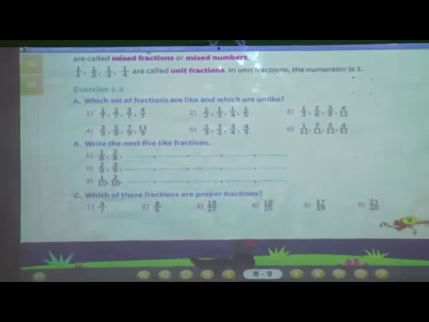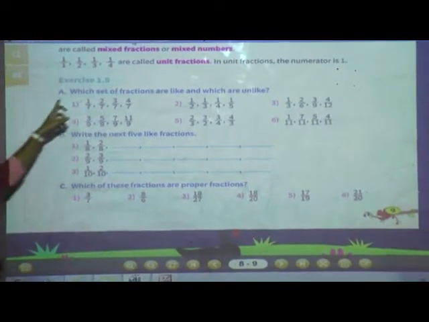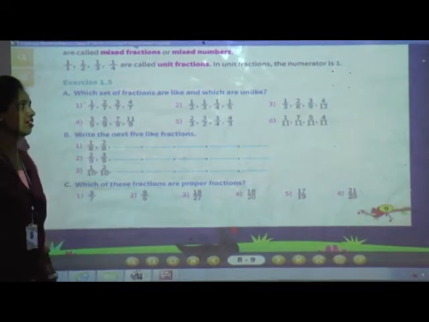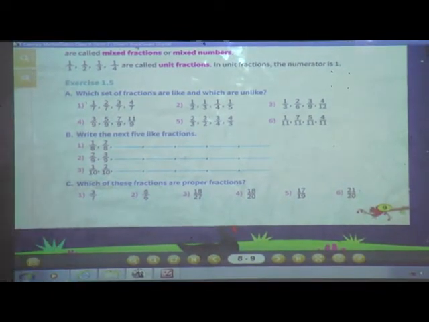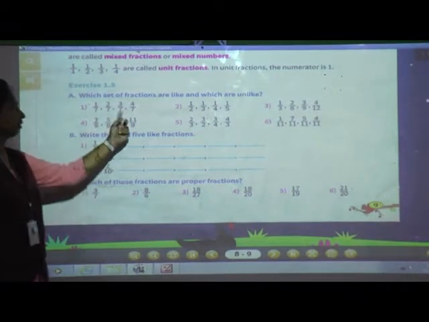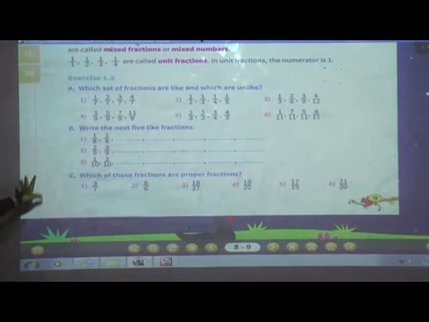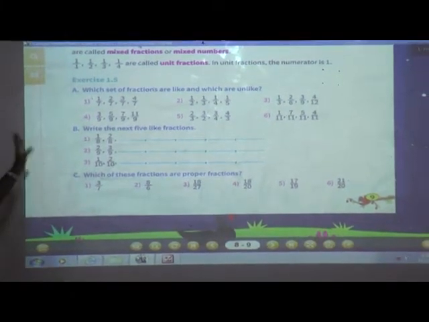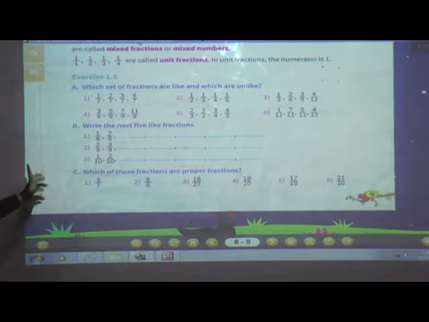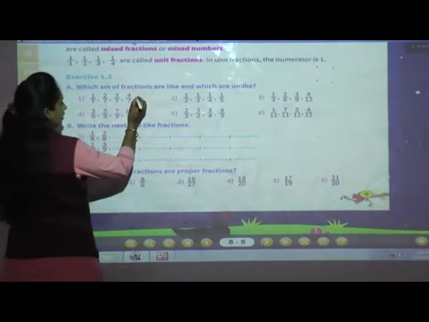Now see, look at the board. What is question A? Which sets of fractions are like and which are unlike? We just need to observe the given fraction sets and decide. I'll write the answers here only, but you are not going to write anything in the textbook. You will write in your CW whenever I send the notes.